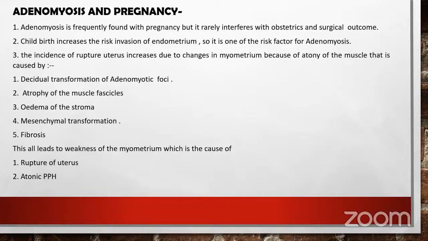The incidence of rupture of uterus increases due to changes in myometrium because of atony of the muscle that is caused by decidual transformation of adenomyotic foci, atrophy of the muscle fascicles, edema of the stroma, mesenchymal transformation, and fibrosis. This all leads to weakness of myometrium, which is the cause of rupture of uterus and atonic PPH.